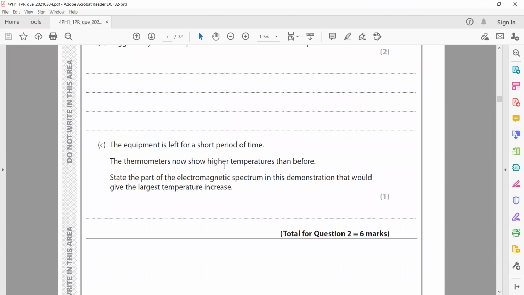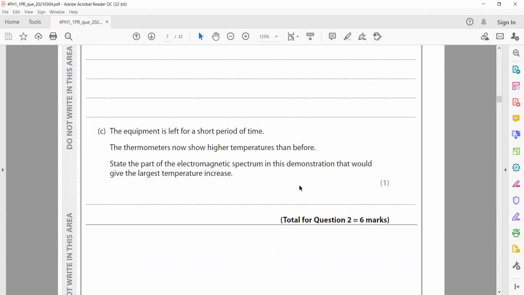The equipment is left for a short period of time. The thermometer now shows a higher temperature than before. State the part of the electromagnetic spectrum in this region that would give the largest temperature rise, because the thermometer can record IR. Infrared will give the largest radiation, and here the dull and dark surfaces are good absorbers and good emitters.